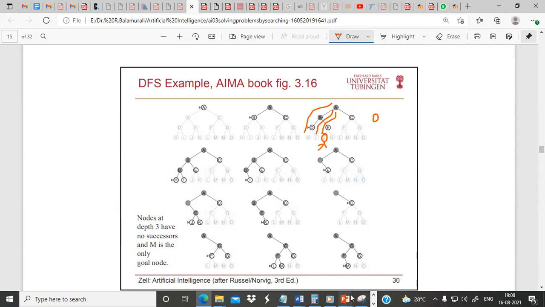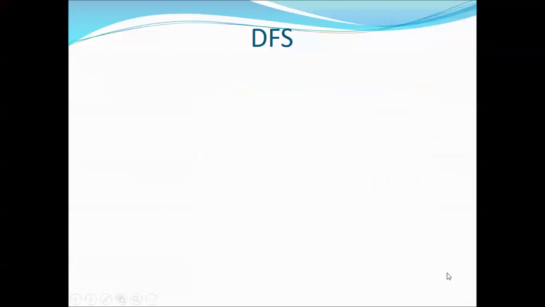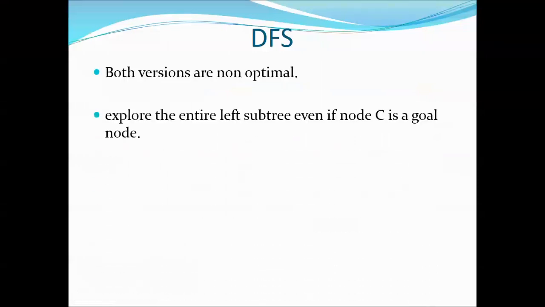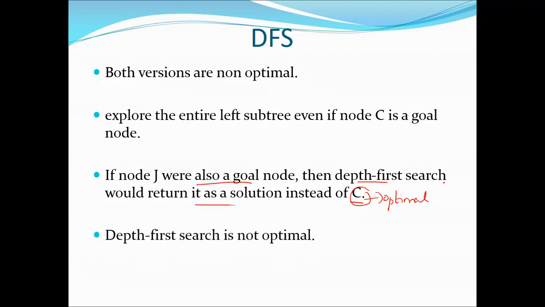So because of these reasons, DFS is not optimal. Both versions of DFS were not optimal. As we have discussed, if J were also the goal node, then DFS would return that as a solution instead of C. But actually C is the optimal solution. This is the optimal solution. So this is another drawback. So basically DFS is not optimal, right?